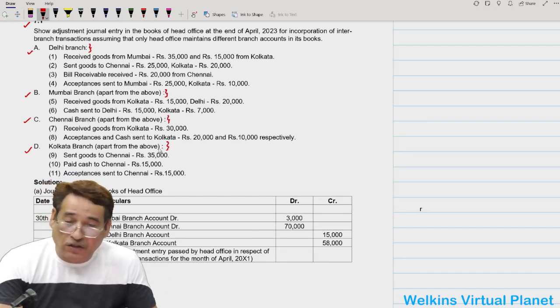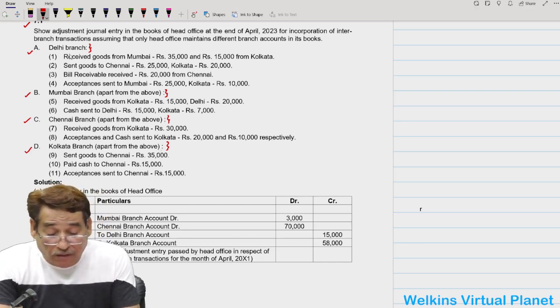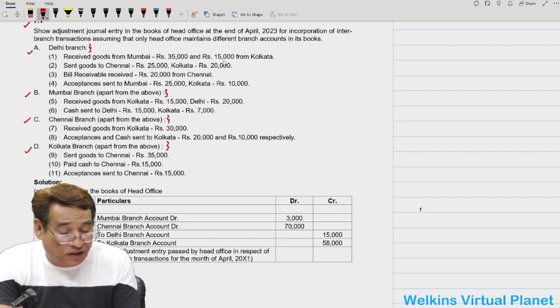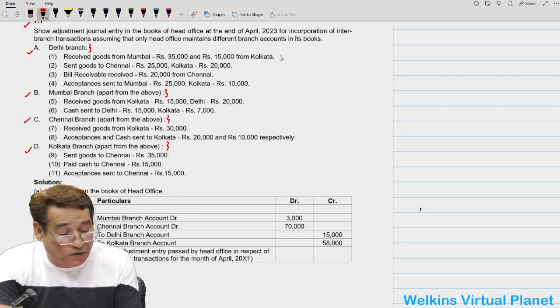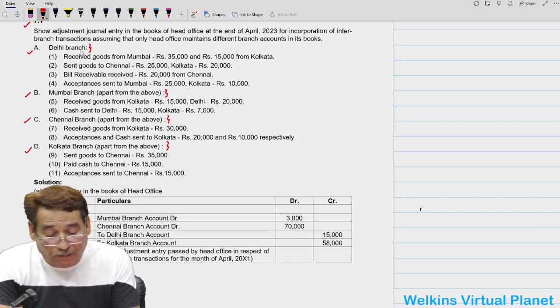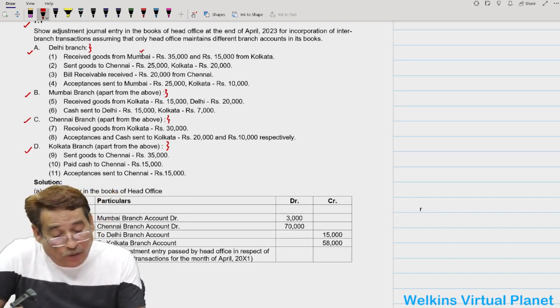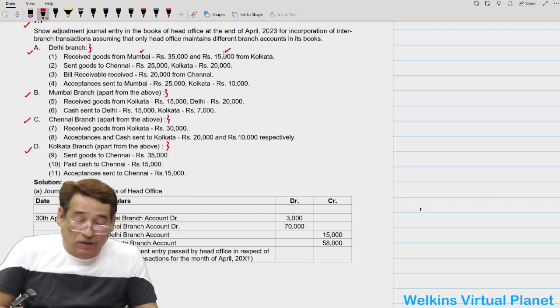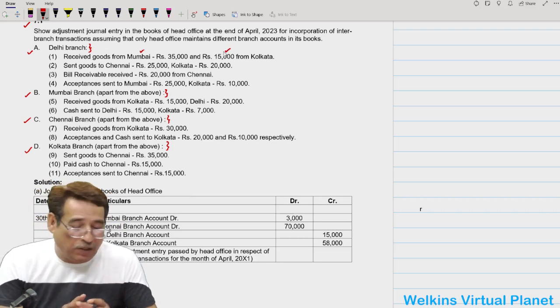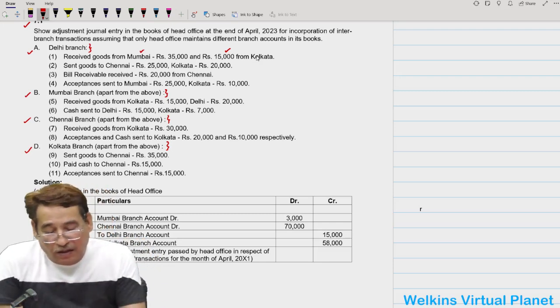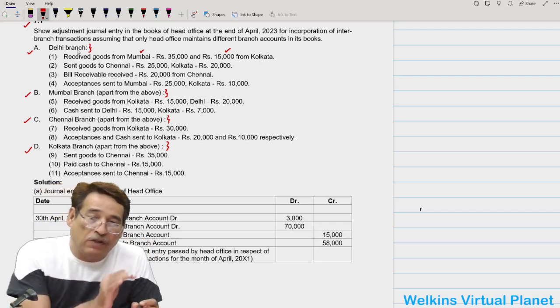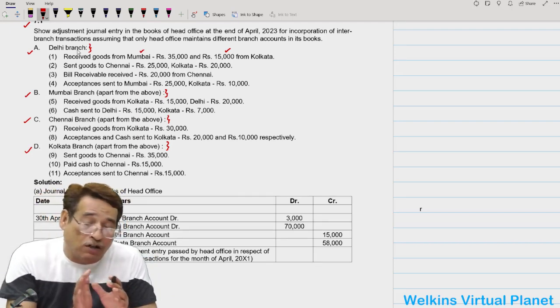Now you will have to note these transactions very carefully. For instance, in case of Delhi branch, it is clearly written that it received goods from Mumbai 35,000 and 15,000. So Delhi is receiving goods worth rupees 50,000, but actually 35,000 is from Mumbai and 15,000 from Kolkata. So Delhi branch is receiving, but at the same time, from the perspective of Mumbai and Kolkata, they are giving. Delhi branch is the receiving branch, while other branches are giver branches. Is it clear to you? You have to take care of these things.